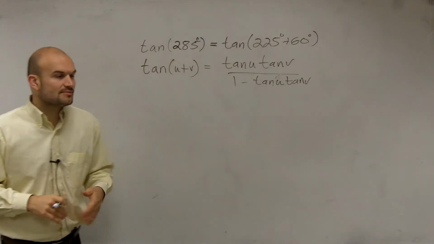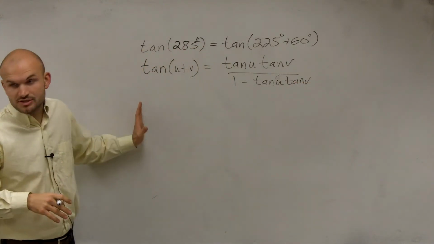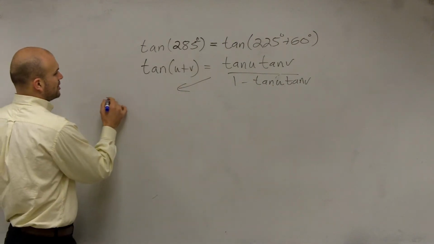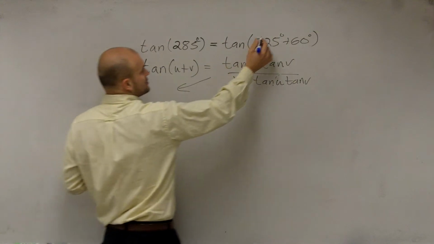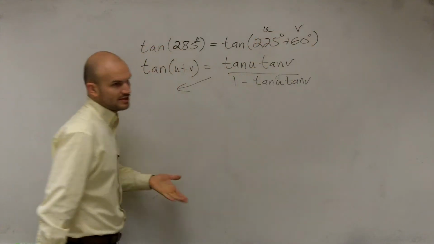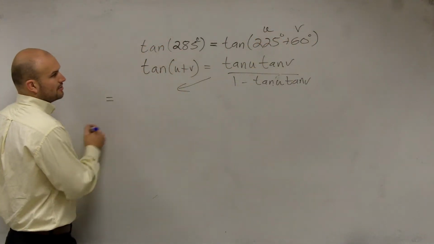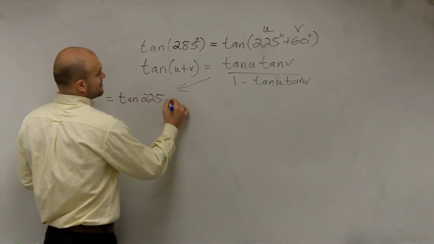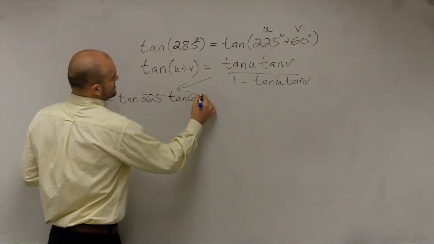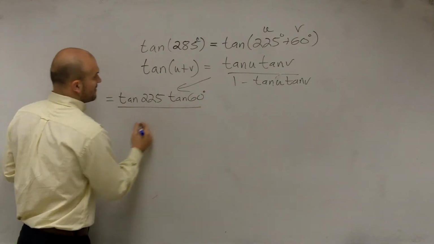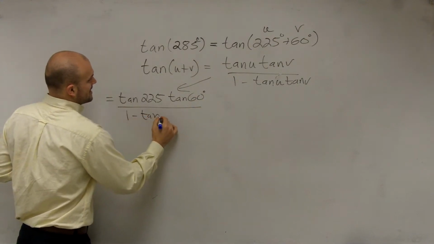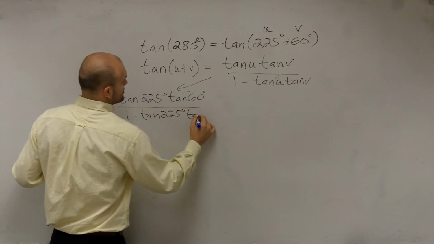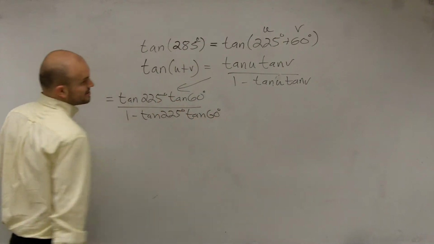OK, so all we're simply going to do is, I know this problem is going to take a little bit, so I'm just going to rewrite it over here. All right, so now what we're just going to do is plug in our angles. So we can say that 225 is our u and 60 is our v, just like we did over in that last example. So we have tangent of 225 times the tangent of 60 degrees divided by 1 minus tangent of 225, right, times tangent of 60 degrees.